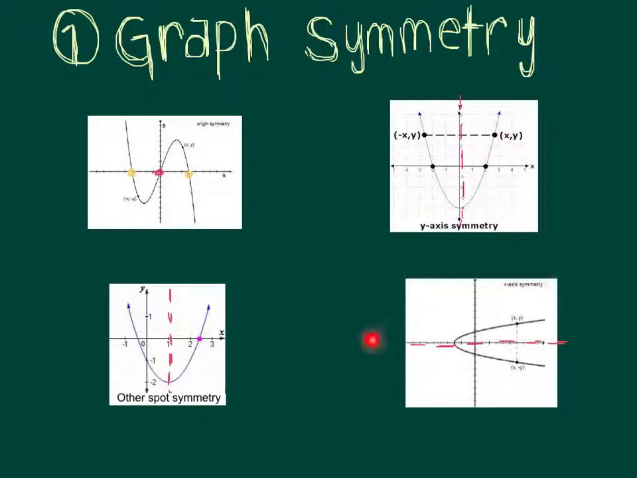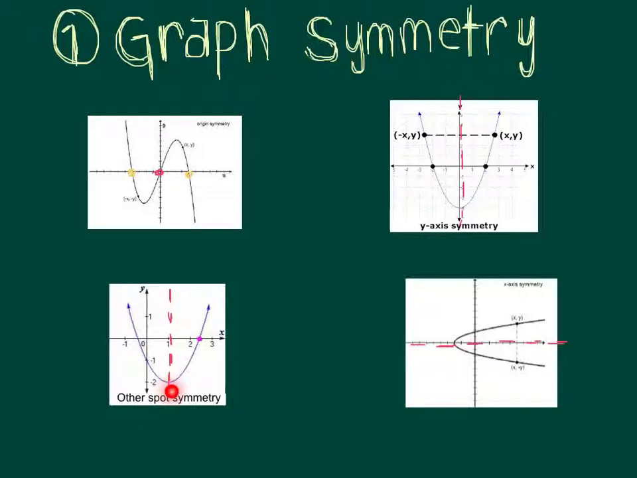I'm going to skip down to the bottom left now, and you can see some x-axis symmetry. If I take the top and reflect it over the x-axis, I have that bottom part. And this time, if I take a point, I'm going to take the opposite of the y, and that will also be on the graph. The last example here is symmetry across some other line. Here, I've drawn in the line x equals 1, and you can see if I reflected either half across x equals 1, I'll get the other side.